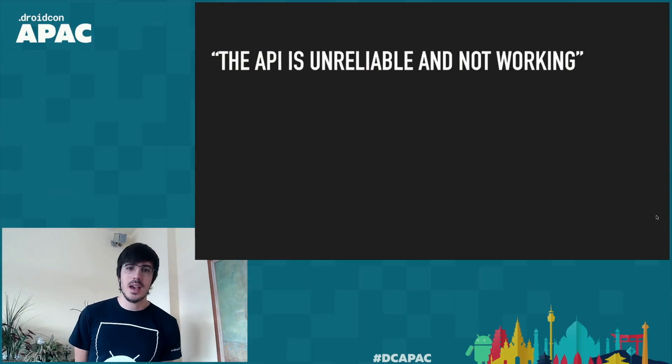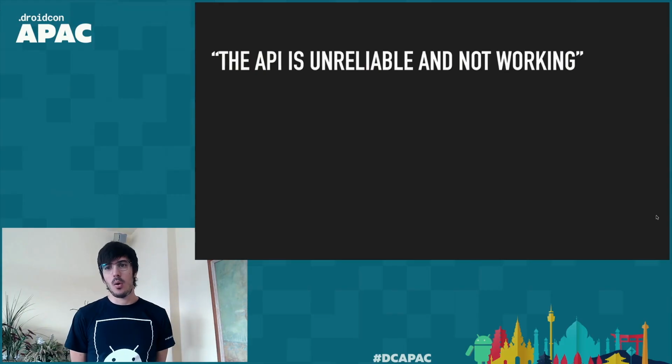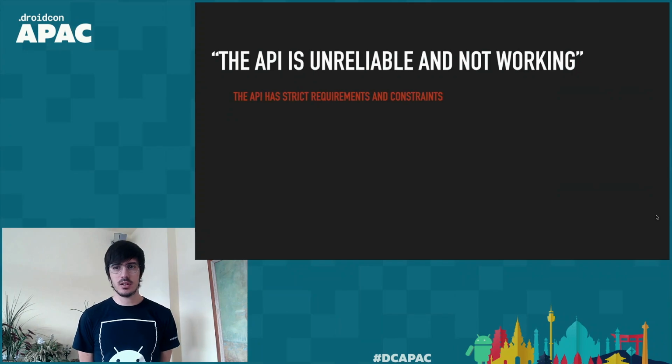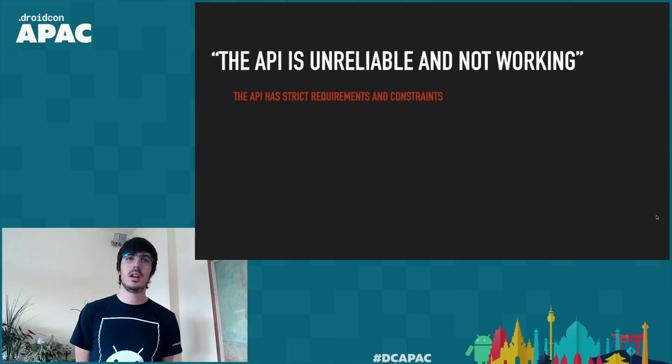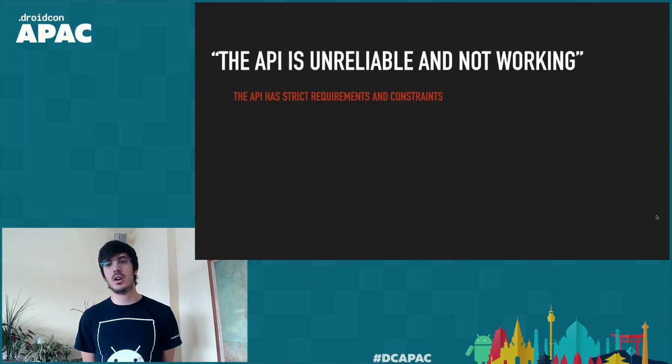Another comment: the API is unreliable and not working. While it might seem like that, most of the time it is because this API has strict requirements and constraints. As I explained, it's really important to get the testing part right, so having the user on the internal test track and ensuring that you met all the conditions in order to work. We have integrated this API in many partners already, and they have had great results. And the API is working reliably and as we expect.